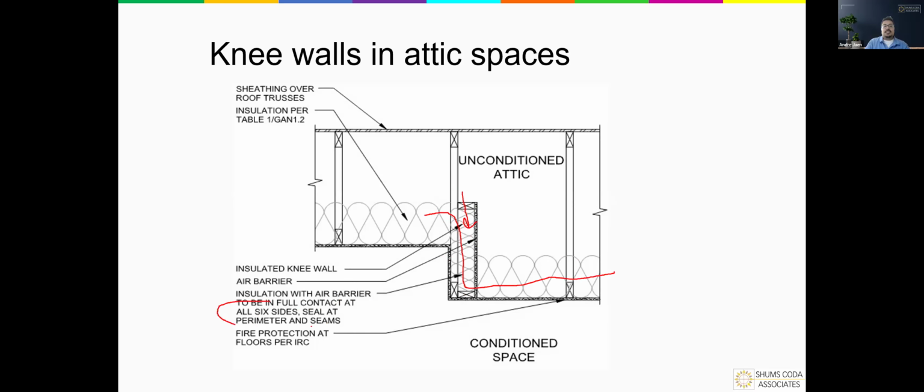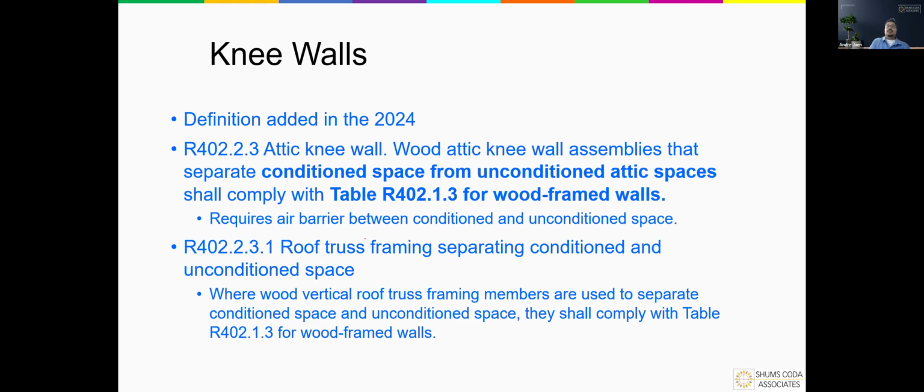And it's going to be in all 6 sides. Perimeters and seams are going to be connected in all of this. So really important to make sure that that's recognized, and it's a recent addition in the 24 code. So we get a couple of new code sections. If it's blue, it's new when you get to join me for a class.